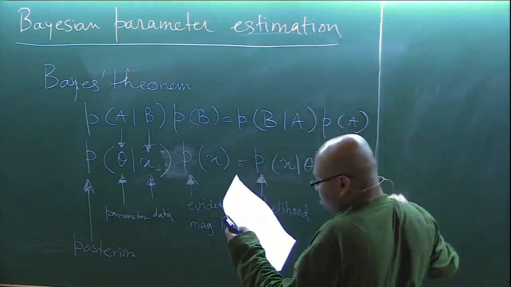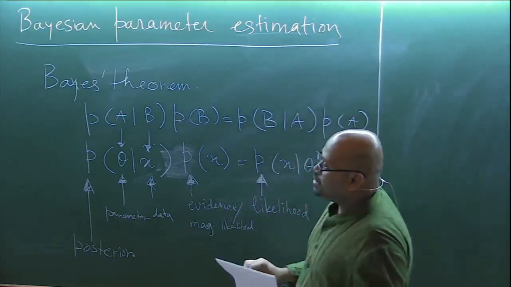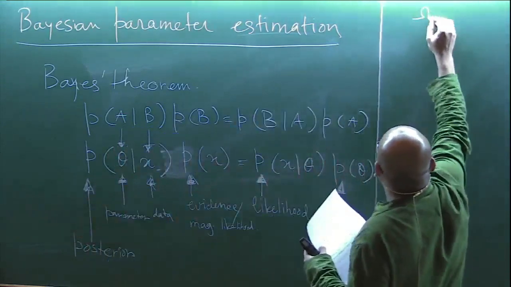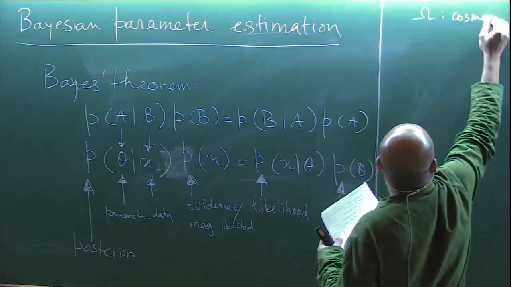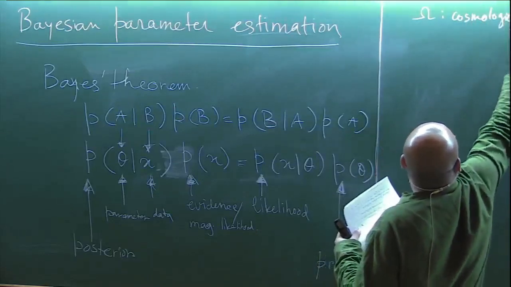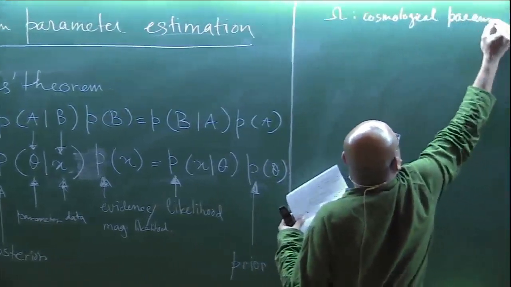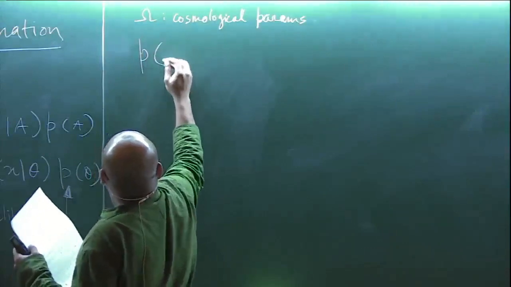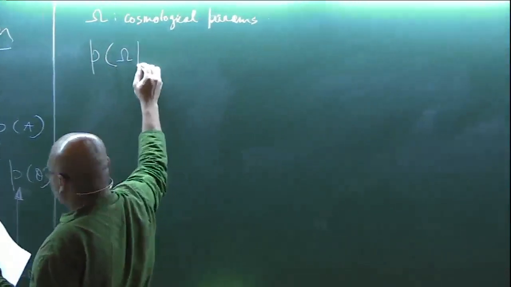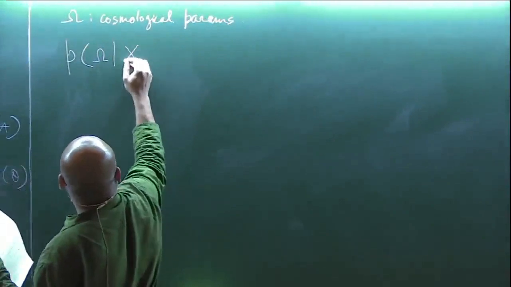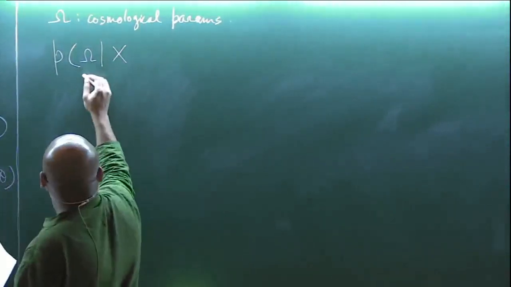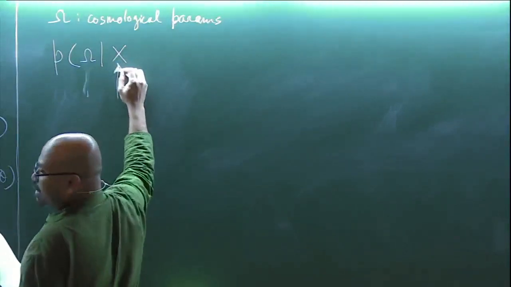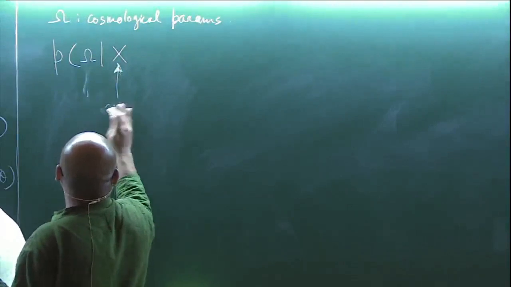What are we interested in measuring? We are interested in measuring the cosmological parameters. Let's call them omega. This is what we are interested in measuring. So we want the cosmological parameters given a set of observations. This is omega, and this x here is data, gravitational wave data, let's say.